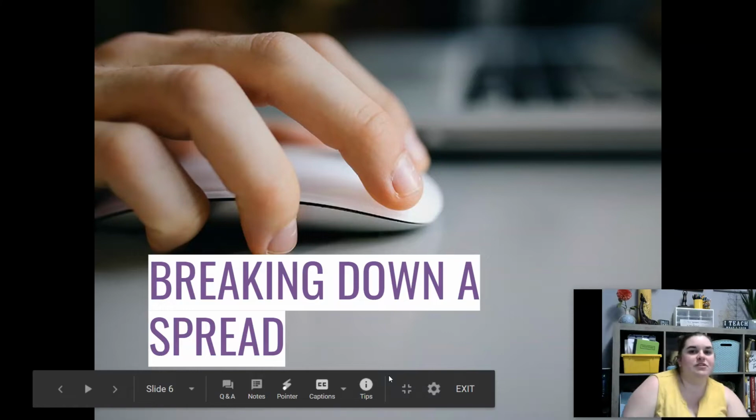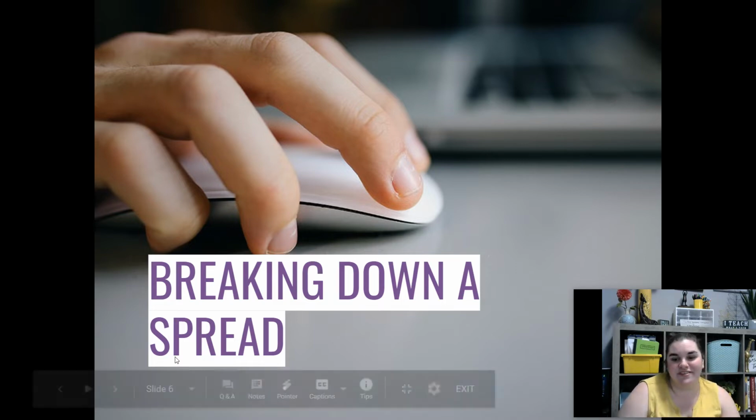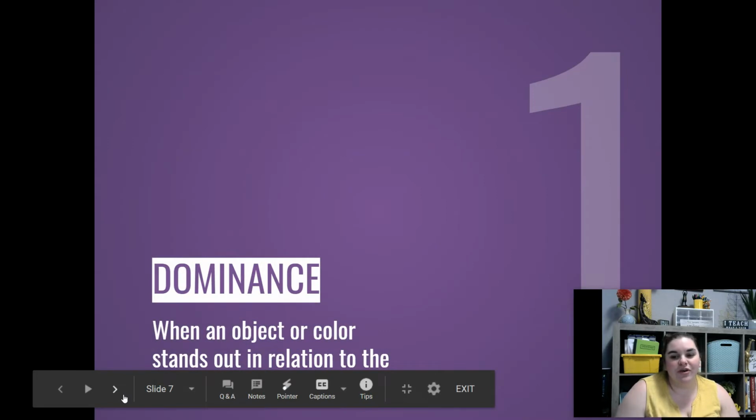In your book, we make spreads, which are 2 pages side by side that are bound in the gutter in the middle. So what we're going to do is talk about what makes up a spread and what you actually see. When we are working with a spread, you usually have a dominant element.